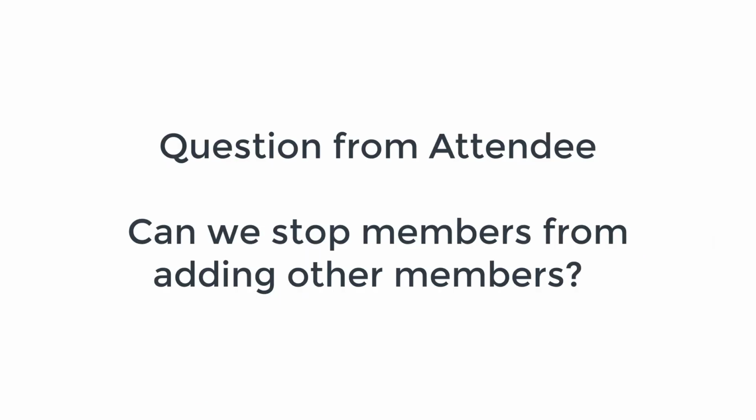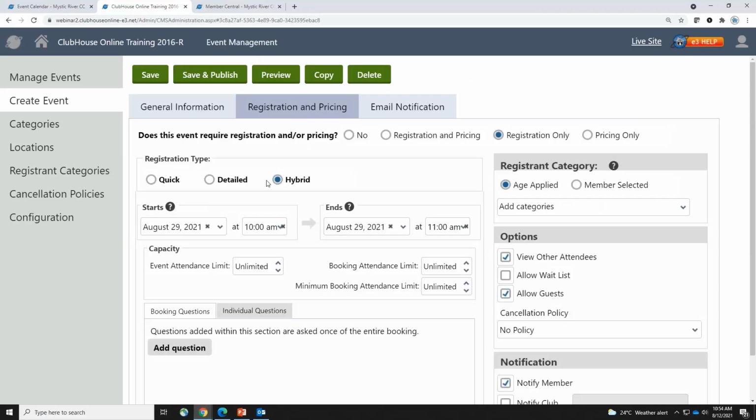Can you stop members from adding other members? I can't get rid of the add member button, but we can filter it so that 0 names will show up. Remember I said we can filter out deceased and resigned. So what we can do is filter all of them so they won't have the capability to add other members that way. But I can't get rid of the add member button, unfortunately.